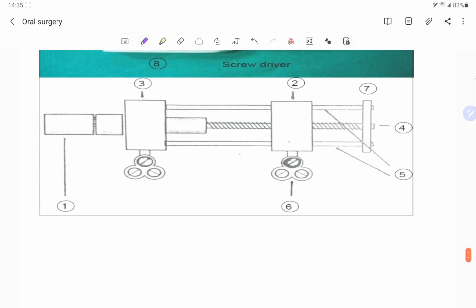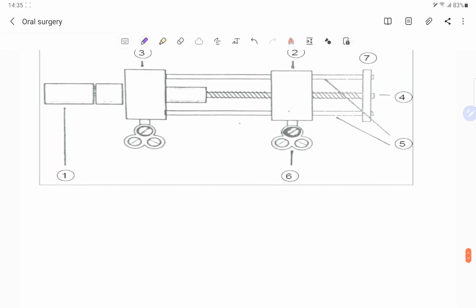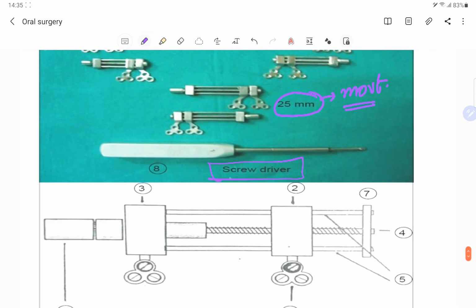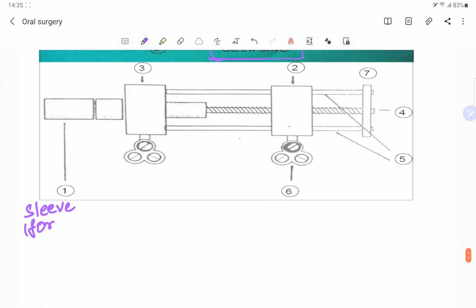So the first marking you can see is the sleeve for the distraction screw. So in this sleeve, we are going to put this distraction screw. As you can see, this screwdriver, we are going to put the screwdriver in the first position. So sleeve for the distraction screw.